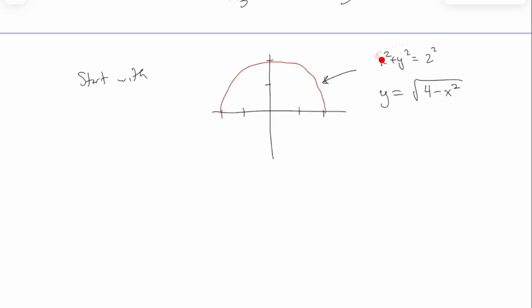So if you start with this and solve it for y, that involves, 2 squared is 4. You subtract x squared over to that side, and then you take the square root on both sides, and you get this, right? Ordinarily, when you take a square root on both sides, you should worry about plus or minuses, but in this case, it doesn't matter. All I care about is the top half anyway, so I'm just going to take the plus out of the plus or minus. We don't care about the minus part.